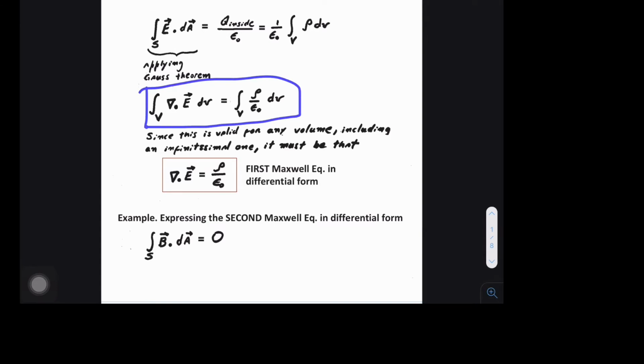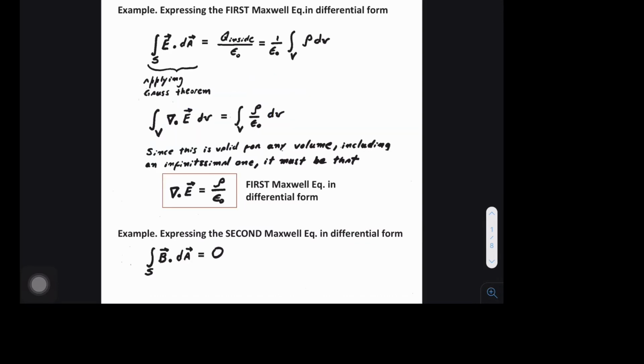And notice that here this volume is not limited to any type of volume. It is valid for any volume, including an infinitesimal one. And in that case, we can write that the integrands of these two volume integrals are equal. That is, the divergence of the electric field is equal to charge density divided by epsilon naught. So this is the first Maxwell equation in differential form.